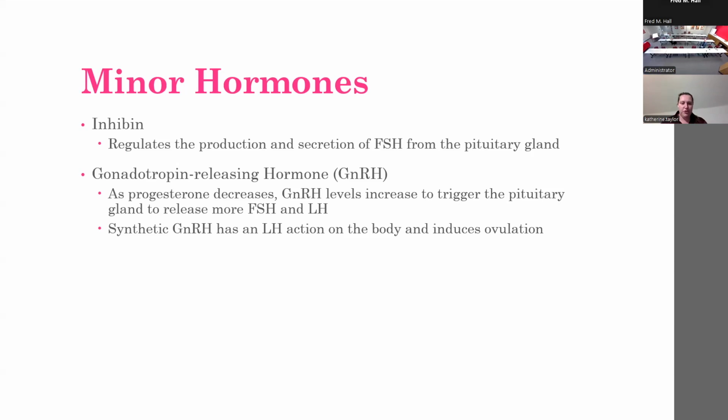As progesterone decreases, GnRH levels increase, which triggers the release of FSH and LH. When we use synthetic GnRH, like cystorelin, it acts as an LH component, which helps that body trigger to induce ovulation.